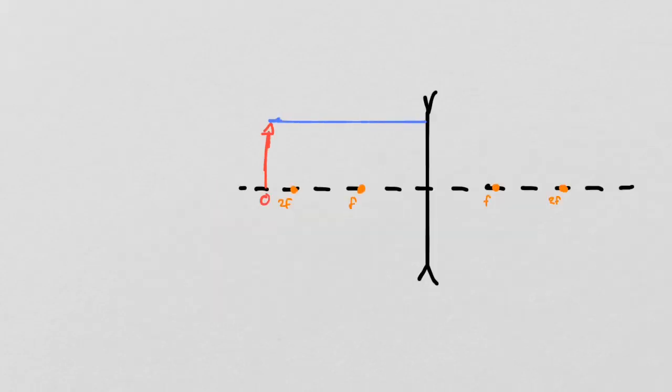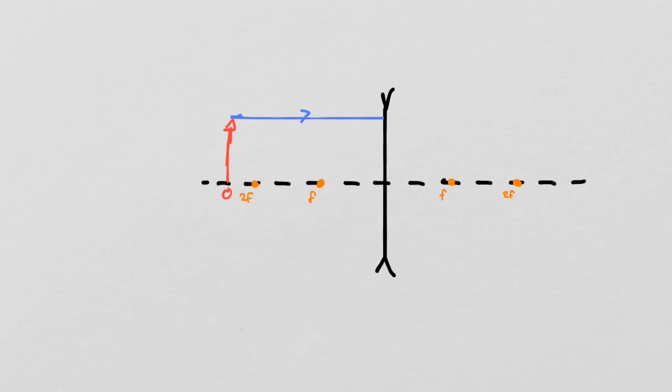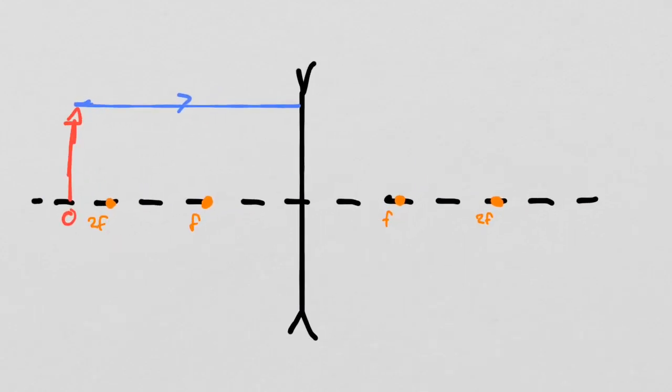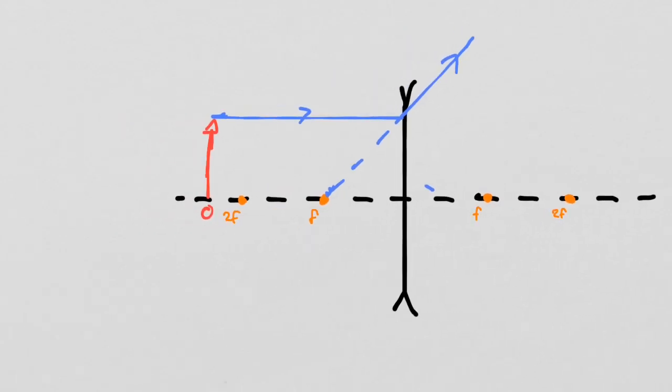Rays that go parallel to the axis, like so, will always go through the focal point. Now remember, this is a concave lens, so it's not going to go through this focal point. It goes through the other focal point. So we need to backtrace the ray through this focal point, like so, and then the ray will just emerge like so.